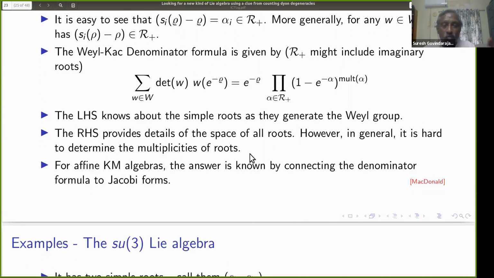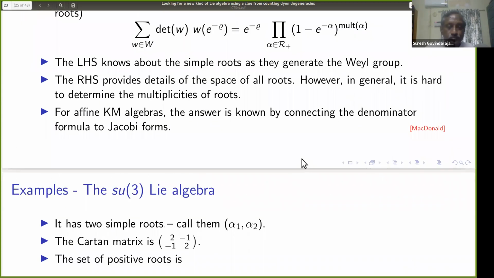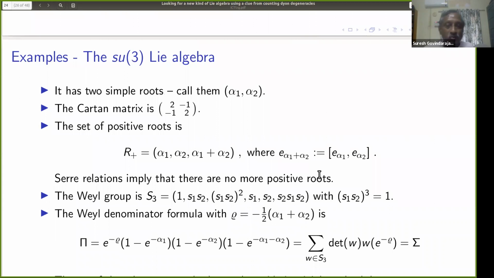Okay. So from your viewpoint, the thing to take away from here is that the denominator formula, whatever it is, is a summation equal to a product. One side is a Weyl sum over the Weyl group, and the other is a product over the positive roots. So let's do examples now.